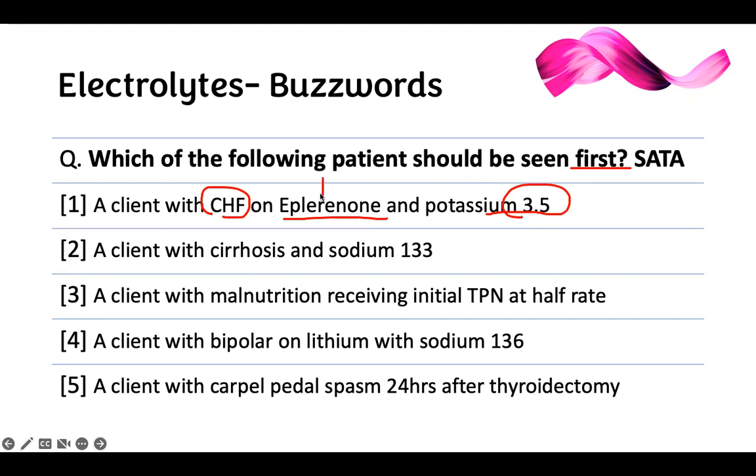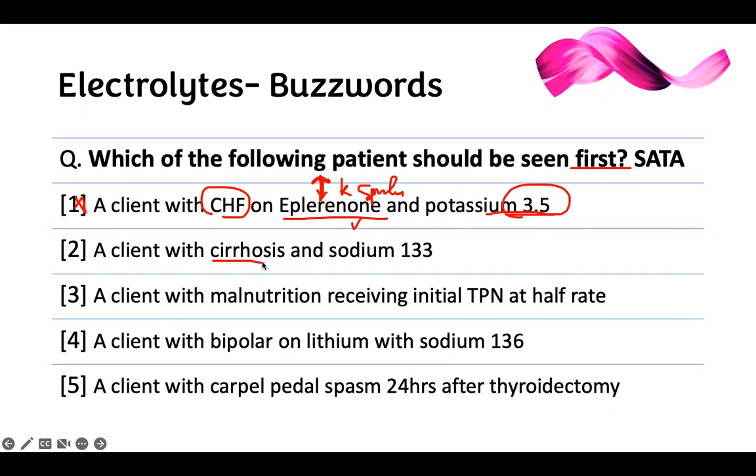What is this? This is potassium sparing. This one and spironolactone, you got to know it. Eplerenone, they usually can replace the spironolactone. This is potassium sparing, so your potassium goes up. Your potassium is 3.5. Fine, I don't need to worry about you. Your potassium is going to go up anyway, so I'm not worrying.